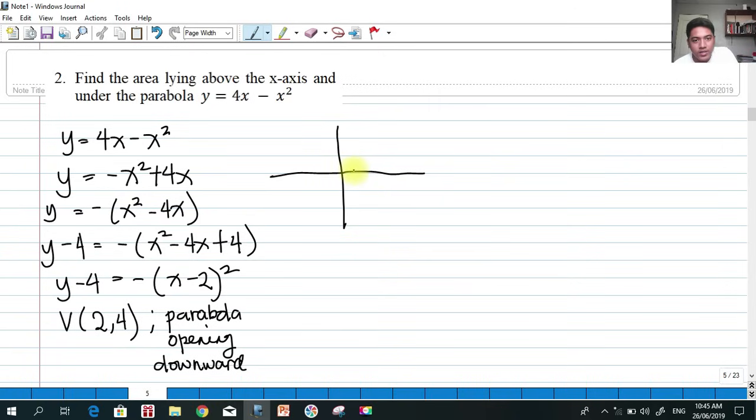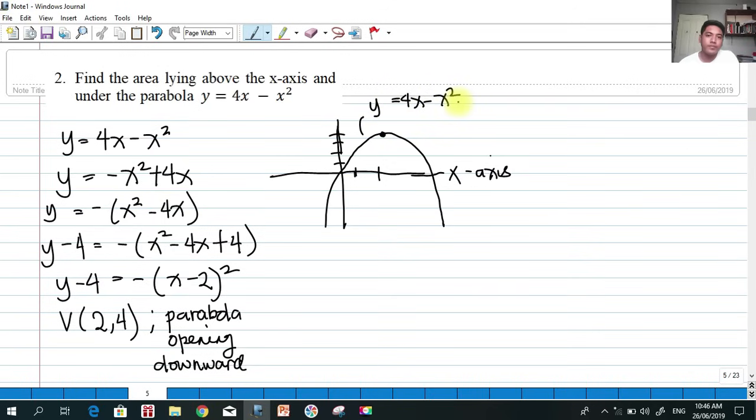So we have the vertex at 1, 2. For y, we have, let's say, 1, 2, 3, 4, so that our vertex is here, and the parabola is opening downward. If I draw a parabola opening downward, it would look like this. This is our x-axis, and this is our y equals 4x minus x squared.